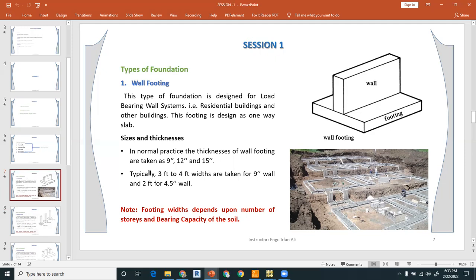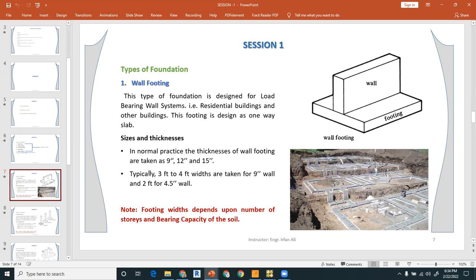So the first one is the wall footing, and you have normally seen it in your villages and towns, for residential buildings, for 1 and 2 story buildings. Normally these footings are adopted. This type of foundation is designed for load bearing walls, like I said, residential buildings and other buildings. This footing is designed as a one-way slab, and this design is according to the ACI code.